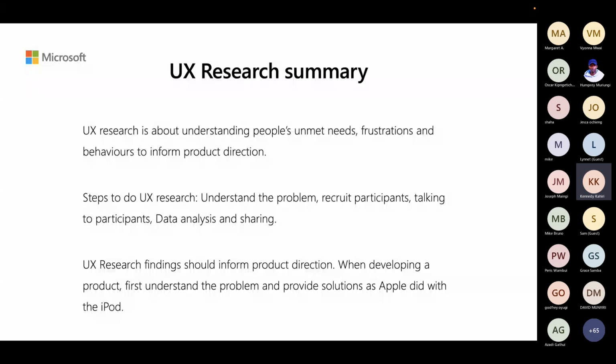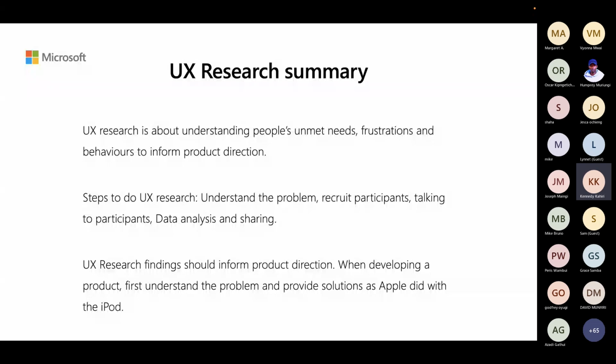Second, understand these steps of doing user research. So first, you understand the problem or the assumption or hypothesis you have. Then you recruit participants. Avoid people you know. Recruit participants who are directly impacted by your solutions, who you are designing for, or participants who are facing the problem. Then third, you talk to them using various methods.